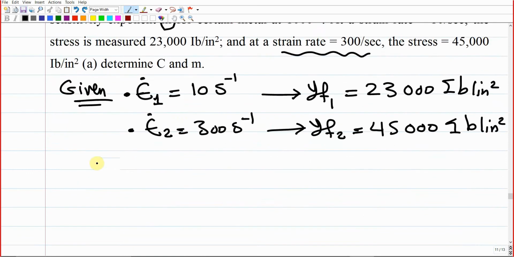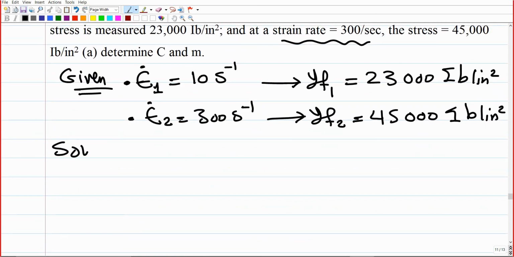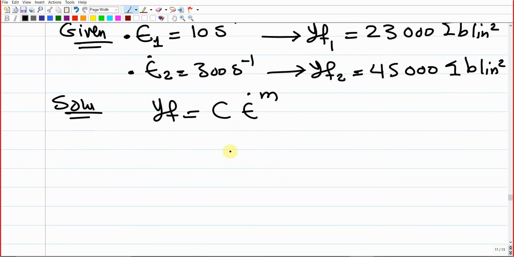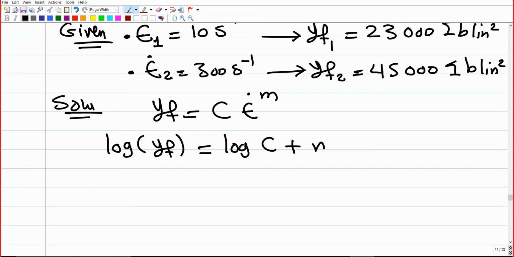So this one, we already have the flow stress, it should be C epsilon dot to the power M, right? If I ask you to write this one in log form, this is going to give us the log of YF, the flow stress, equals the log of C plus M times the log of epsilon dot. Agree?